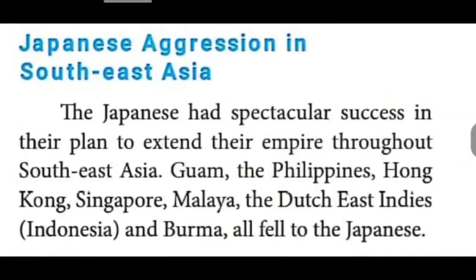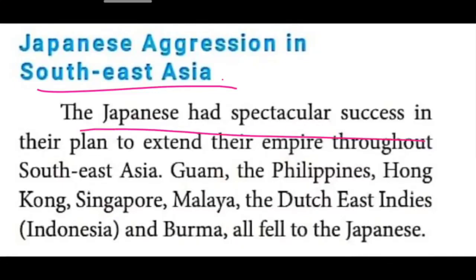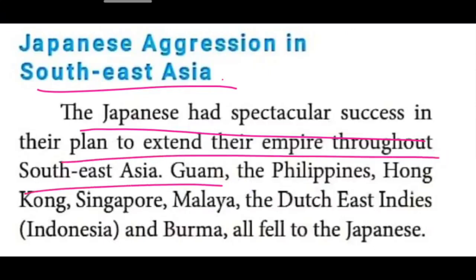The next one, Japanese aggression in Southeast Asia. In order to capture Southeast Asia, Japan first attacked the USA at Pearl Harbor. Japan had a spectacular success. What is meant by spectacular success? It greatly achieved its plan to extend its empire throughout Southeast Asia.